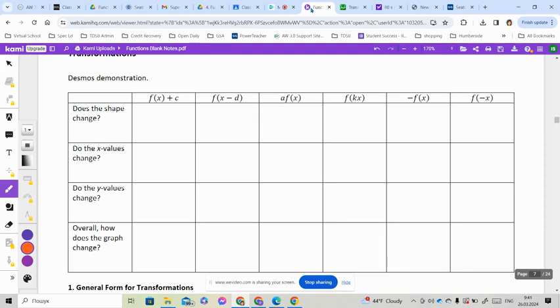Okay, so what I want to do with you is look at these letters and see how they affect the function.